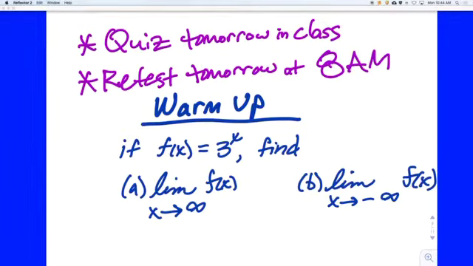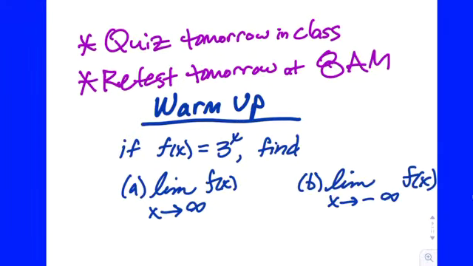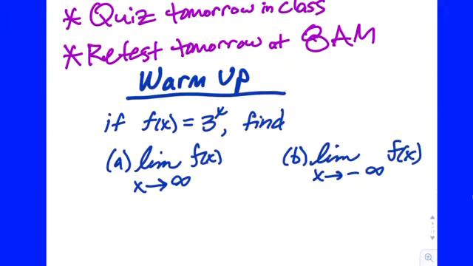All right, so I'm going to include the warm-up here on this recording because it's a pretty good warm-up. It says to find the limit as x goes to positive infinity or negative infinity for this function, 3 to the x. So in this case, we are analyzing what part of the graph when we go to infinity or negative infinity.